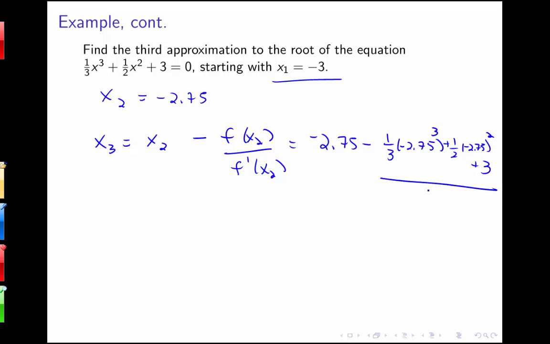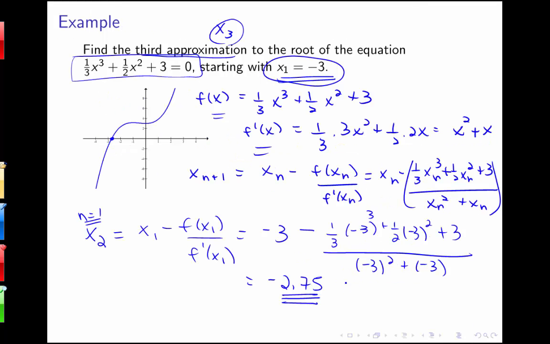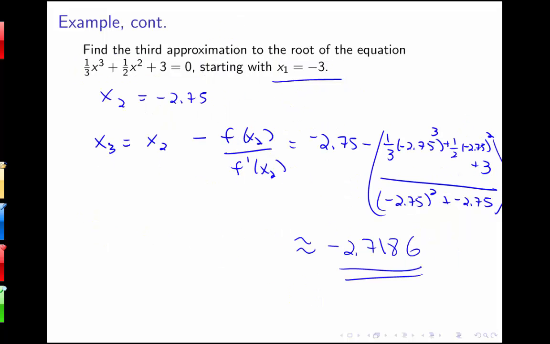Running out of a little bit of room here. All over our derivative. So this is going to be negative 2.75 squared plus negative 2.75. Okay. So now we evaluate this, doing a little bit of arithmetic, and we get negative 2.7186. So this is our third approximation. And if we kept doing this, we could get a better approximation to this actual root. But we just had to find the third approximation so we can stop at this point.